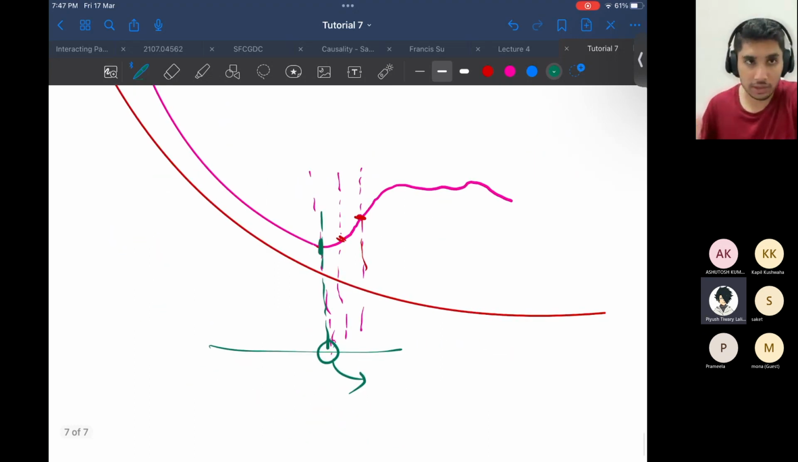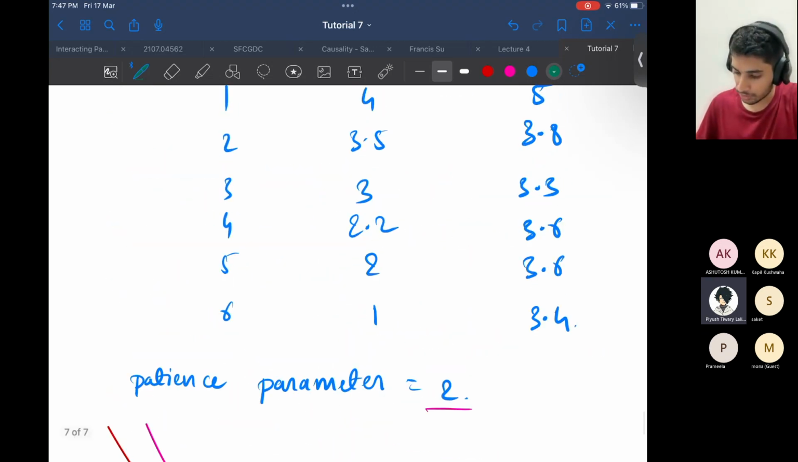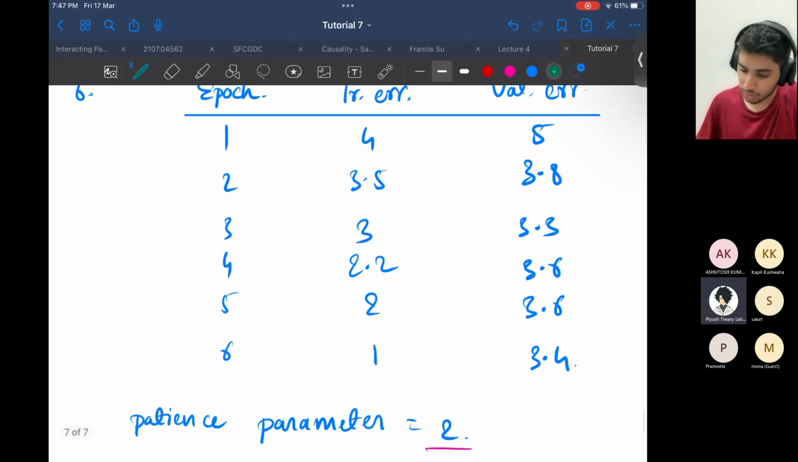I hope the early stopping idea was clear. I am not doing a formal treatment, I am just giving an intuition because we have less time. So in this case, let us see what will happen. We went from 5 to 3.8, that is fine. We went from 3.8 to 3.2, 3.3. So still the error is decreasing, but now it has increased to 3.6.